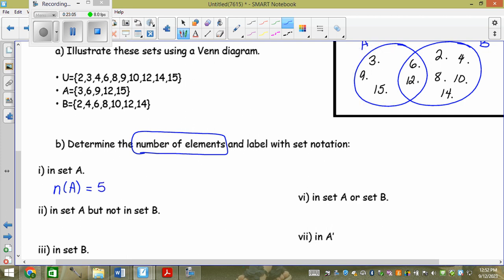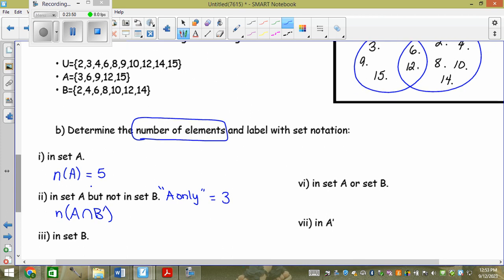5. Now they want elements in set A, but not in set B. How we represent that is in set A, but not, just like an "and", but not in B. What is that a fancy way of saying? In set A, but not in set B. In A only. This is a fancy way of saying A only. So how many are in set A only? 3. The 3, the 9, and the 15.